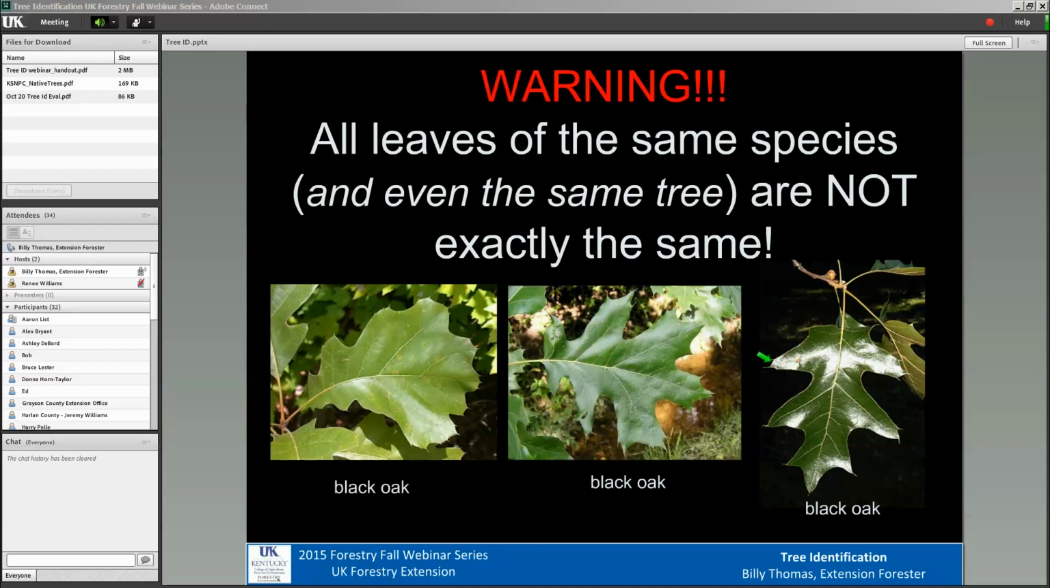So again, I just want to draw your attention to the fact that there can be some challenges when we're looking at leaves. When you go to identify a tree using its leaves, it's absolutely critical that you find that average leaf. That can be a challenge sometimes, but don't just grab the very first leaf you see off of that tree, because it may be atypical and it may cause you a lot of frustration when you're trying to go through the ID process.